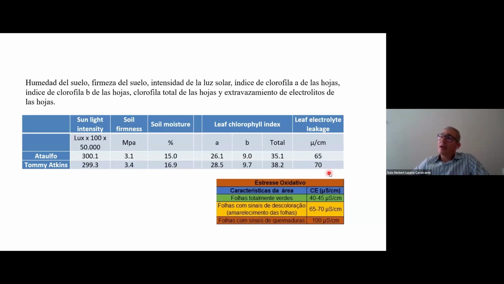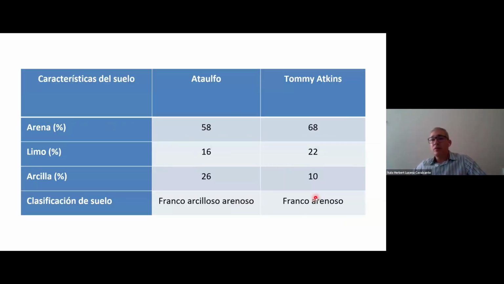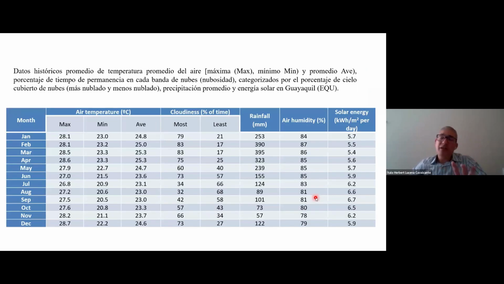Now, if you look over here at the leaf electrolyte leakage, we see 65 and 70. This indicates discoloration, and we started to see this on the ground. This is information that's very similar to the other results that I showed you related to the thermal photographs. So these are the soil characteristics for Ataulfo and Tommy Atkins varieties. These are the historical data.